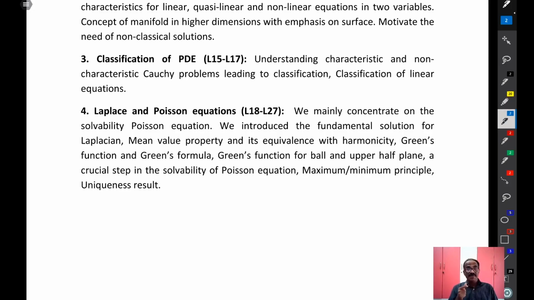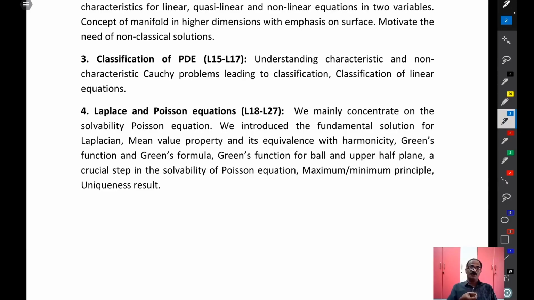But what we did on Laplace and Poisson equations was very minimal in the first course. The main idea was to introduce the fundamental solutions, Green's function and the mean value property. We have not done the solvability much, except very little solvability in one or two specialized cases. And we will see more in the coming course, which we will explain soon. So the important thing is that you have to recall all these results and go through them.